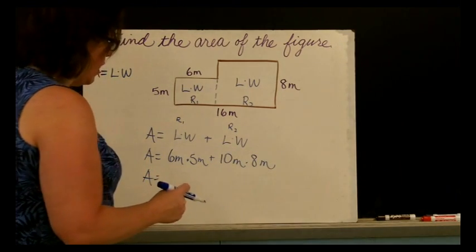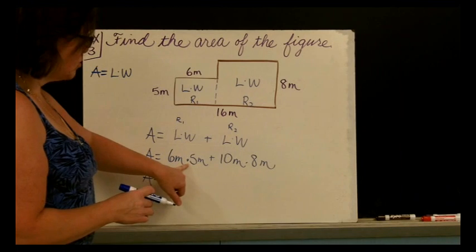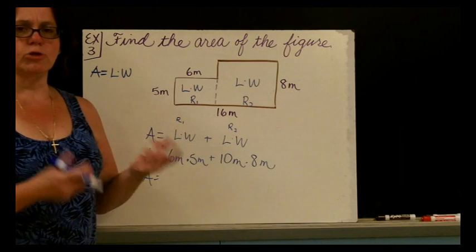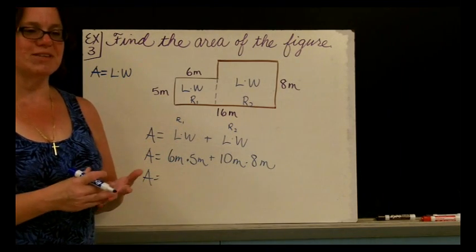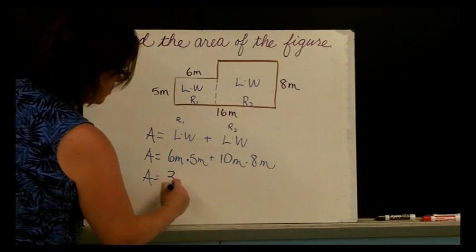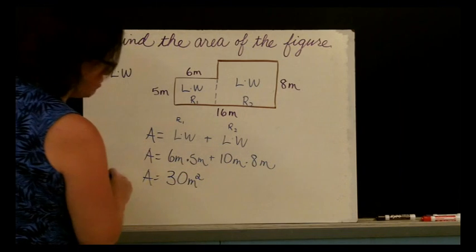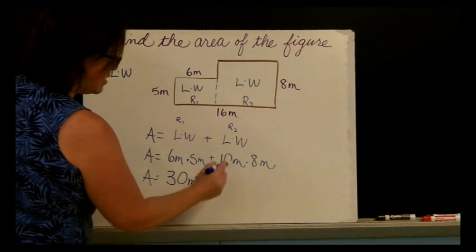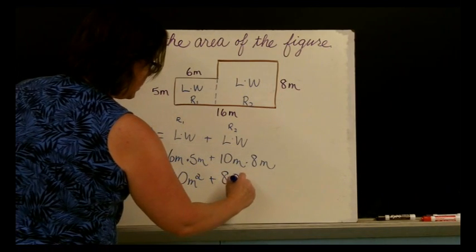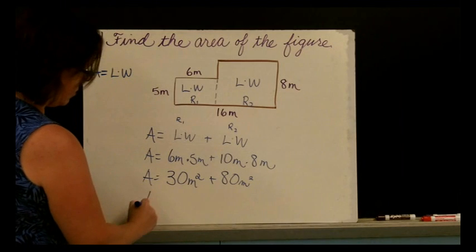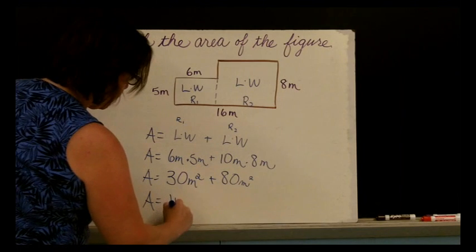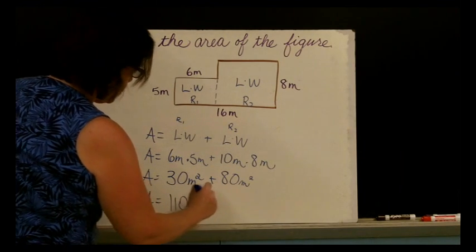Now let's take a look at what we have. We have 3 operations here. We have multiplication, addition, and multiplication. So we're going to take care of the 2 multiplication pieces first, pardon me, and then add them. 6 meters times 5 meters is 30 square meters. And we're going to add to that 10 meters times 8 meters, which gives us 80 square meters. Our total area for this irregularly shaped polygon is 110 square meters.